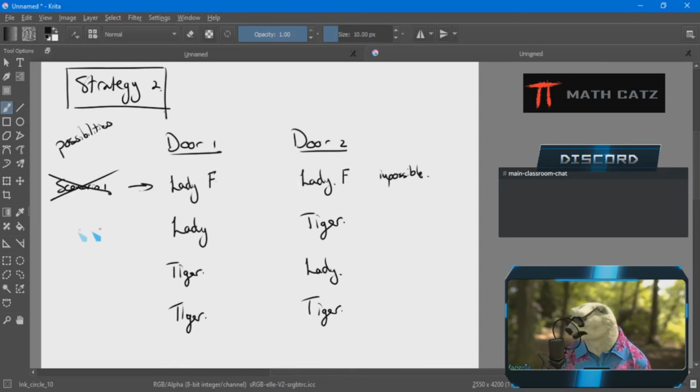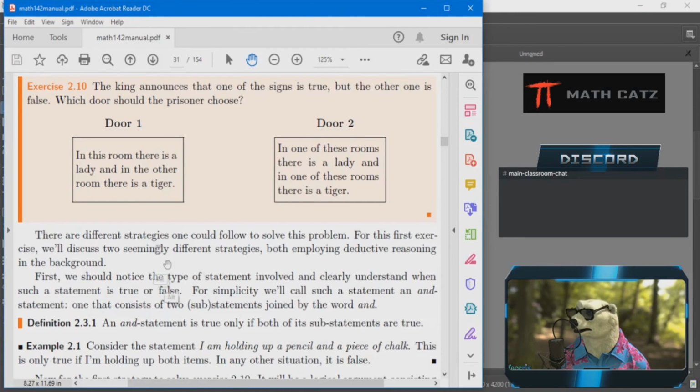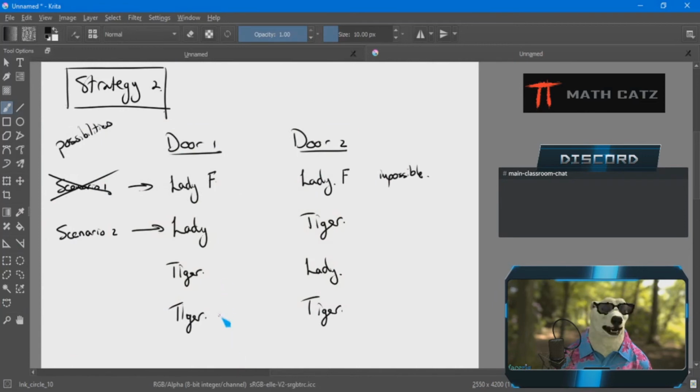Just to clarify, in my strategy two, I have eliminated scenario one. It was wishful thinking anyway, but I couldn't assume that it was impossible. I had to double check. So I move on to scenario two. And again, when I look at scenario two, nothing else exists. This is all I see. That in itself can take some practice, to selectively look. All right, lady, tiger. Door one says, in this room there is a lady, and in the other room there is a tiger. True or false?